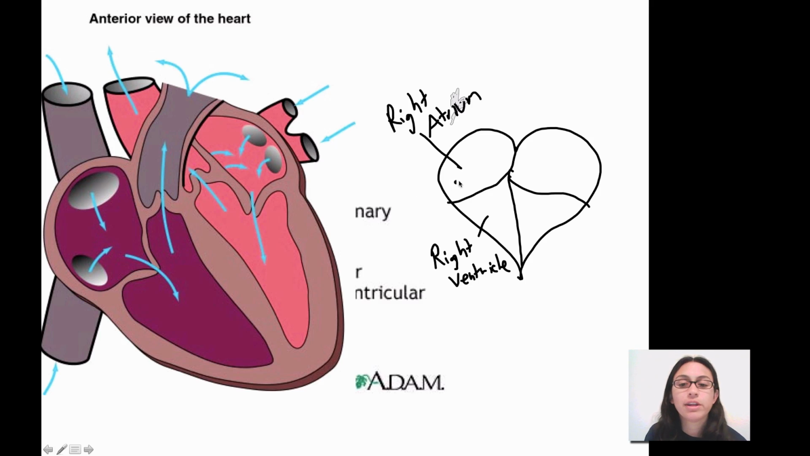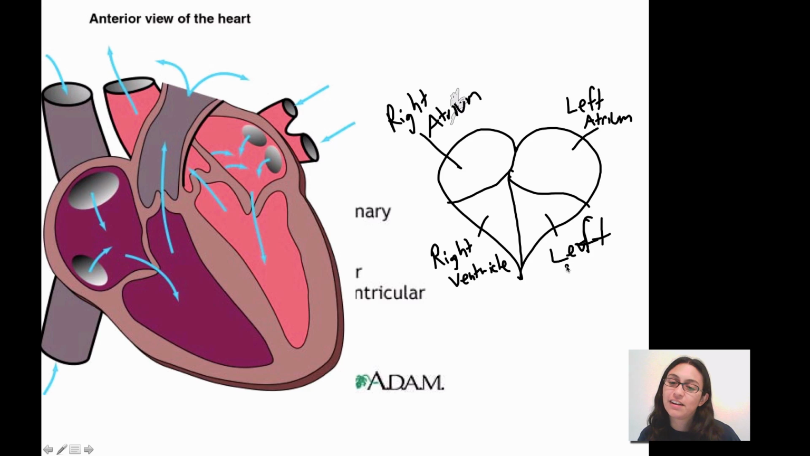Okay, and I know some of you are thinking, uh-oh, Miss Palmer made a mistake here. That's the left side. Looking at it, it's the left side. Basically, if you were looking at somebody, you know how when you're looking at someone, your left is their right. So this is if you're looking at somebody's heart in front of you. Okay, so your left is actually their right. So this is the right atrium, right ventricle. Over here on this side would be the left atrium and left ventricle.